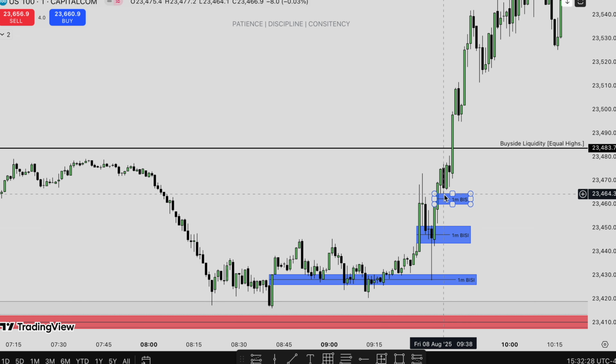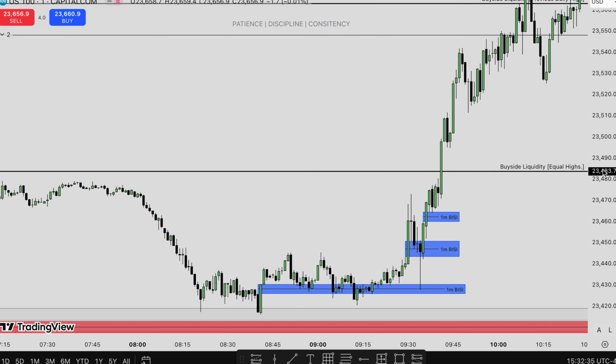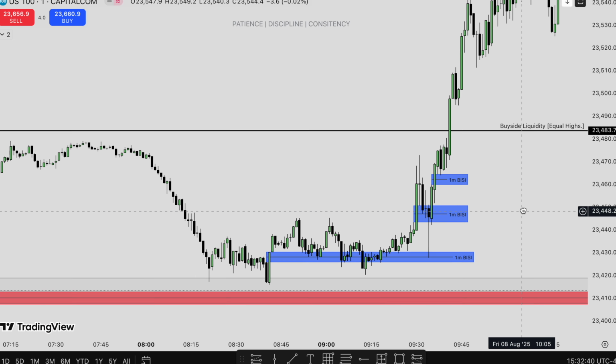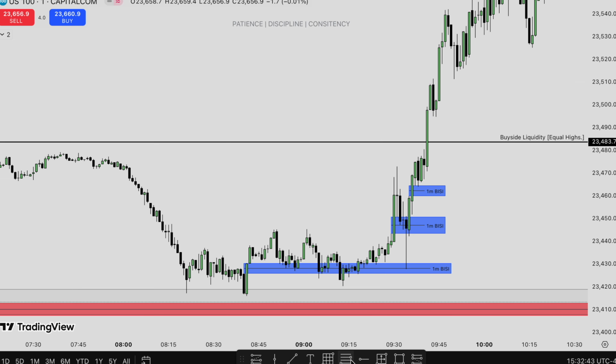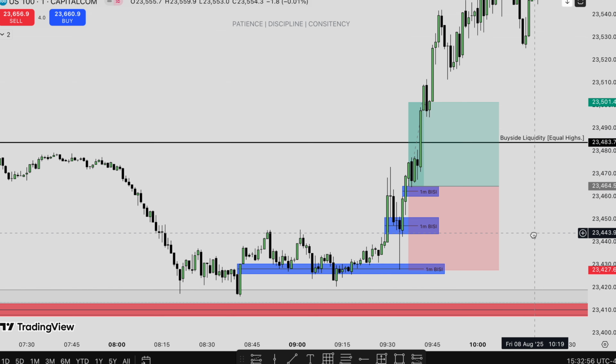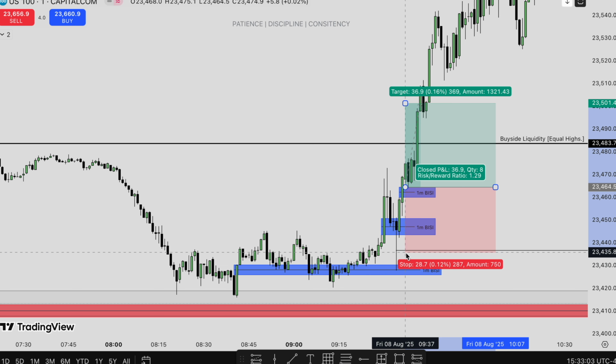Right. So this is what I was looking for my entry. I was looking to enter right there and target the previous daily high. Right. Look at that. So this is what my trade would have looked like. My stop loss would have been below the consequent encroachment of this wick. This is where my stop loss was, right? Just right below it, you know.